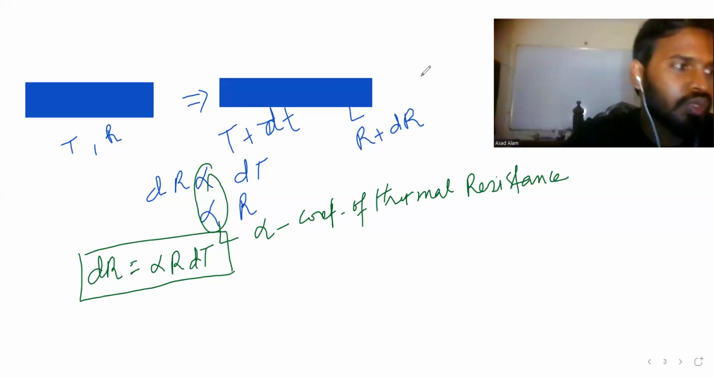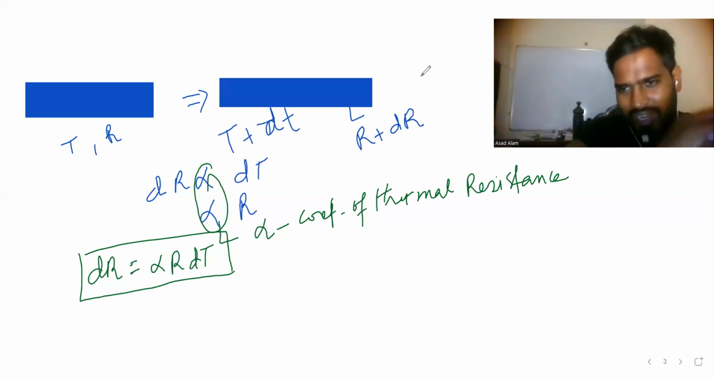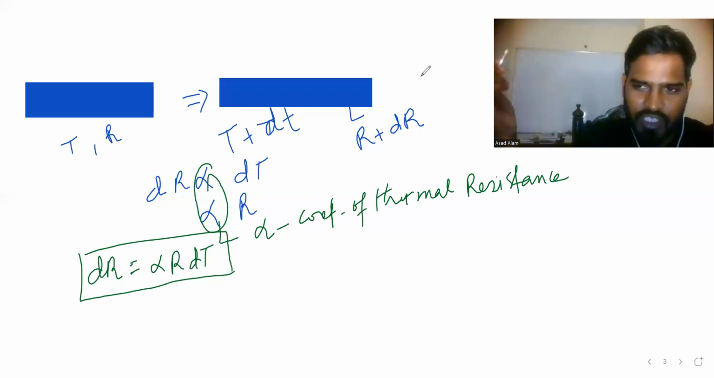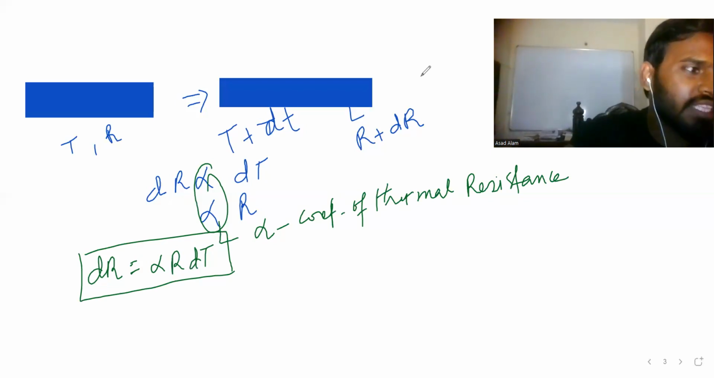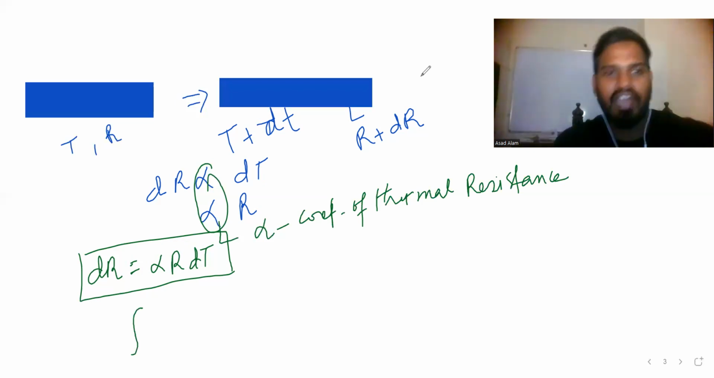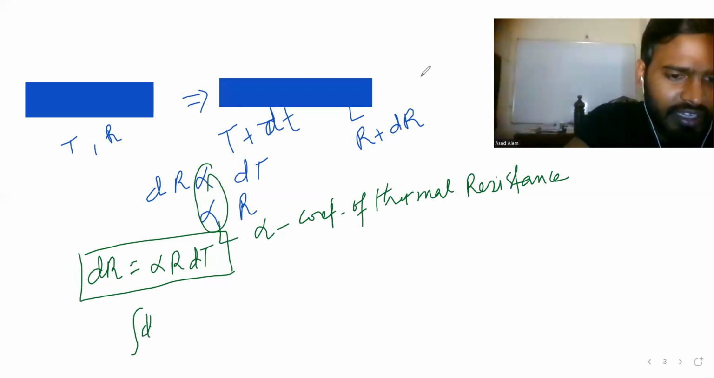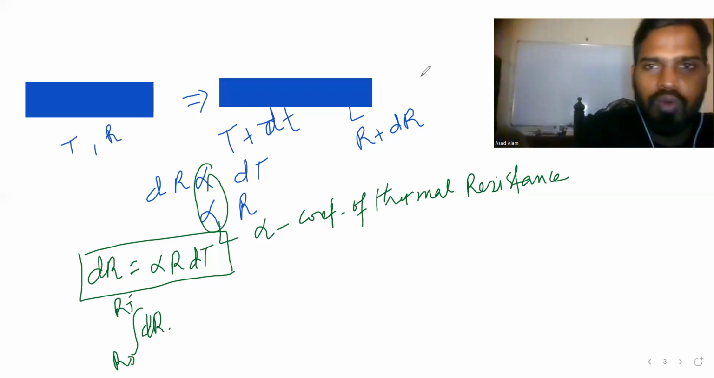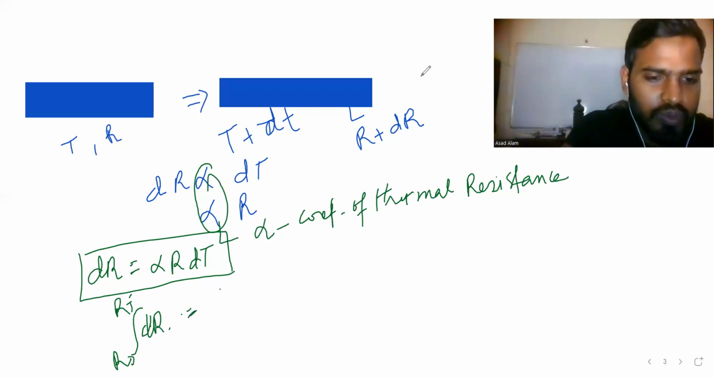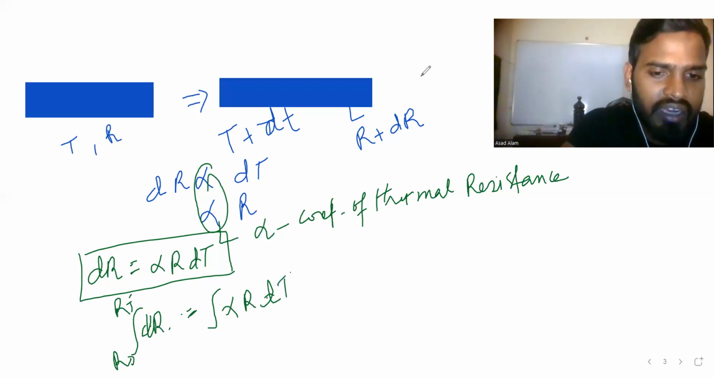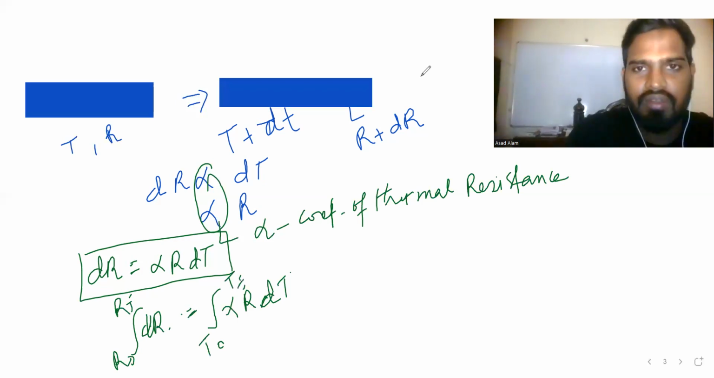Now it's not for one dR, we are increasing the temperature by too much, so the resistance will also increase by too much. So we have to integrate it. We want to find actually R. So we integrate dR from the initial resistance to the final resistance, equal to the integral of alpha R dT, from T0 to T final.